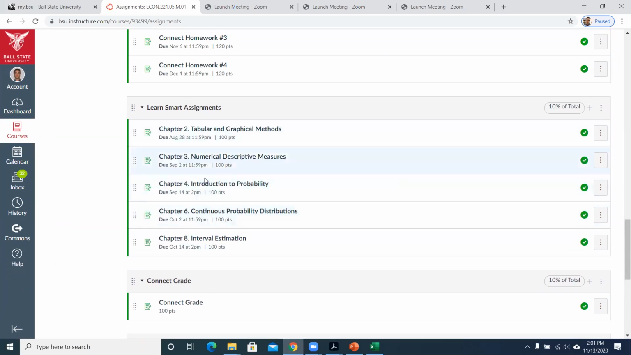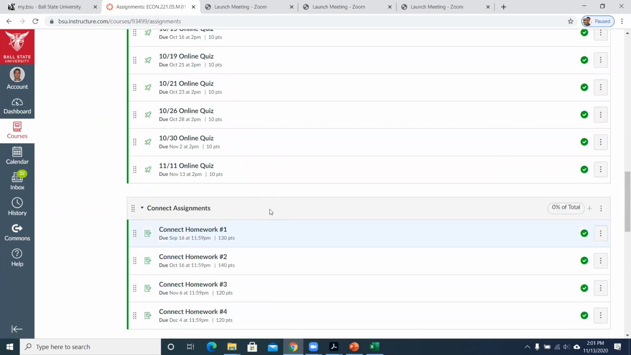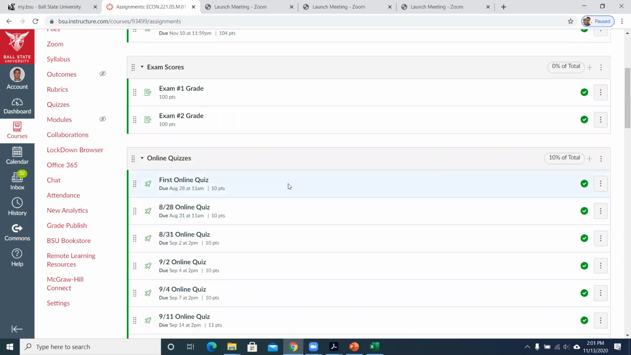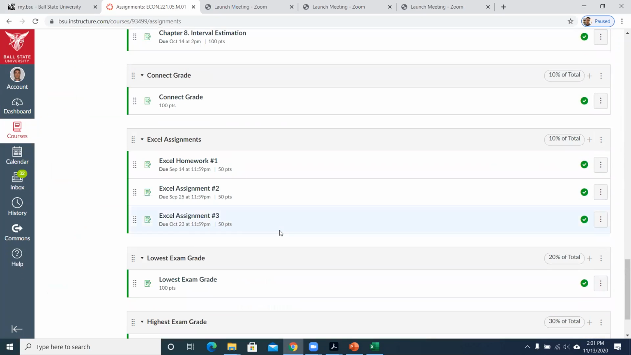All the Learn Smarts are worth the same. So this calculates the average of your Learn Smarts and weights those by 10%. Your online quizzes, it takes the average of all those and weights it by 10%. Same thing for the Excel assignments.